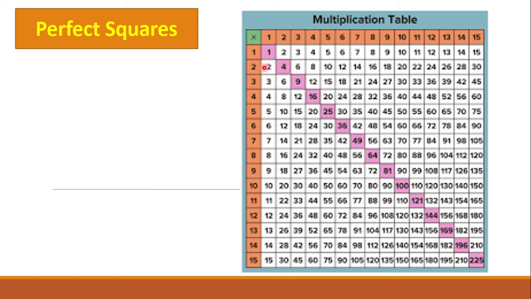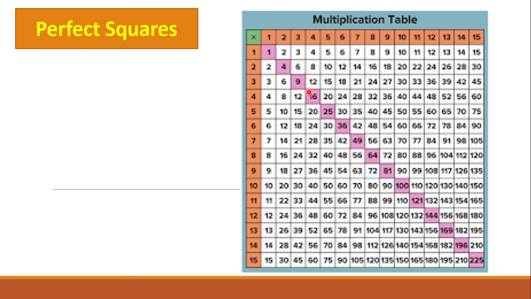Kunyari, 1 times 1 is 1, 2 times 2 is 4, 3 times 3 is 9, 4 times 4 is 16, 5 times 5 is 25, 6 times 6 is 36, 7 times 7 is 49, 8 times 8 is 64, 9 times 9 is 81, 10 times 10 is 100, 11 times 11 is 121, 12 times 12 is 144. 13 times 13 is 169. 14 times 14 is 196. And 15 times 15 is 225. Yan ang mga perfect natin na square. So, pag nakita mo na yung mga yan, alam mo na yung mga gagawin mo, di ba?